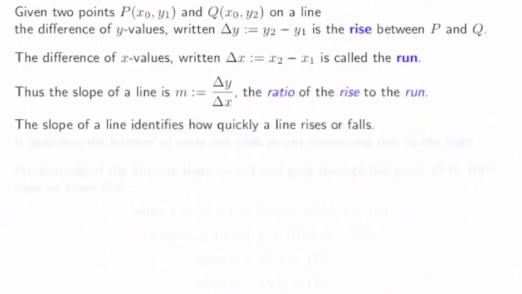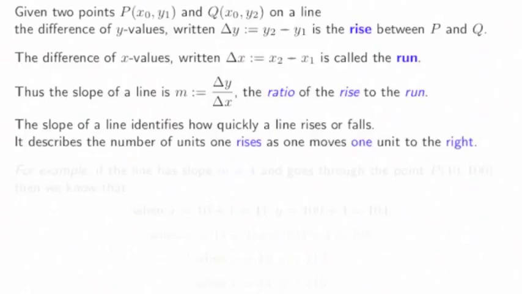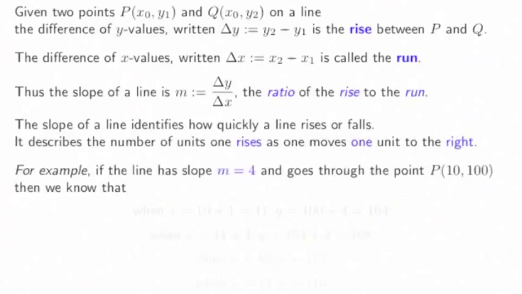The slope of a line identifies how quickly a line rises or falls. In other words, it describes the number of units one rises as one moves 1 unit to the right. Take 1 step to the right, how far up do you go? That's the slope. For example, if a line has slope m equals 4 and goes through the point P with coordinates 10, 100, then when x is 10, y is 100.